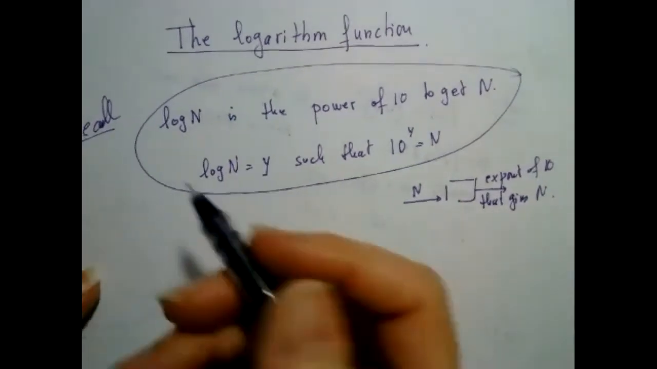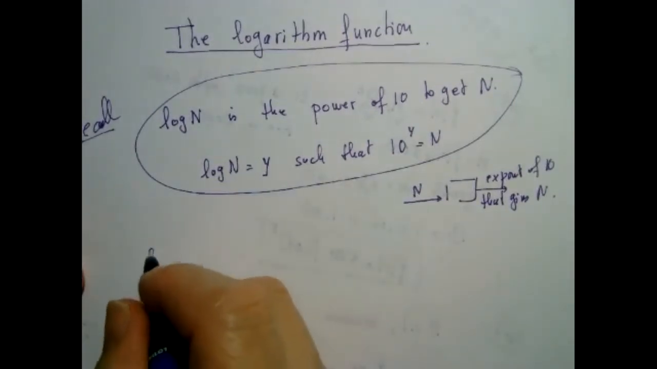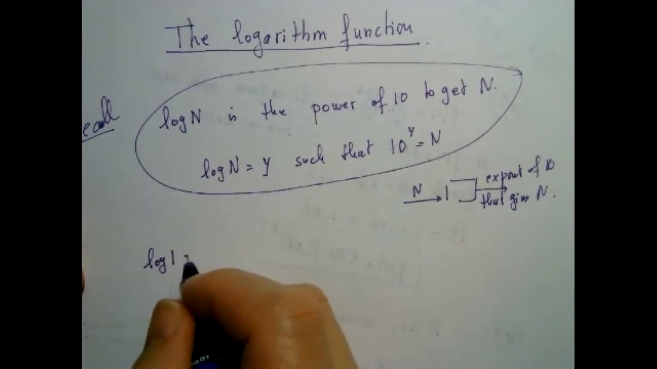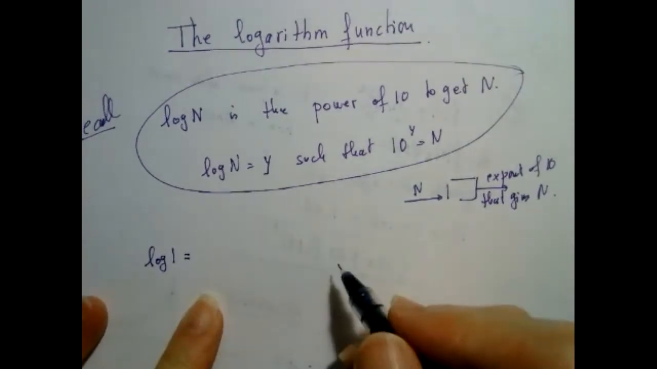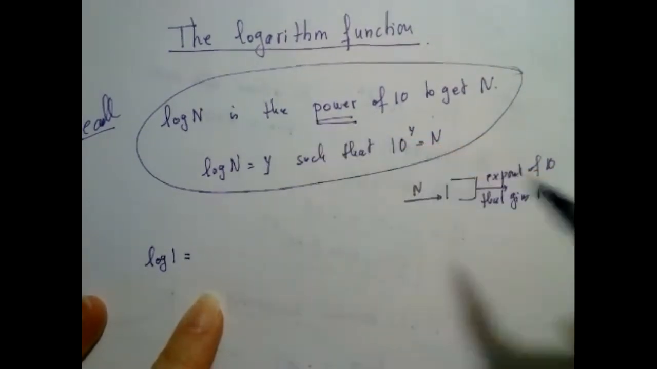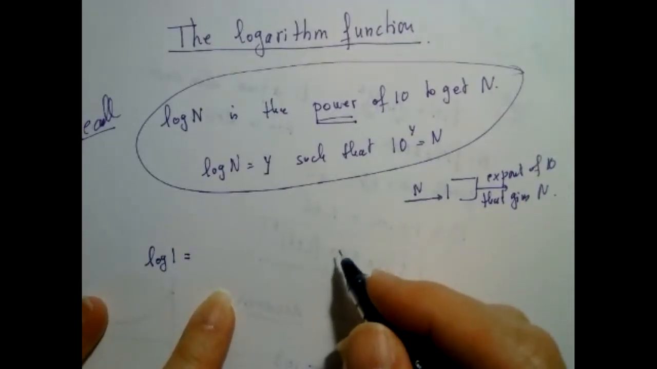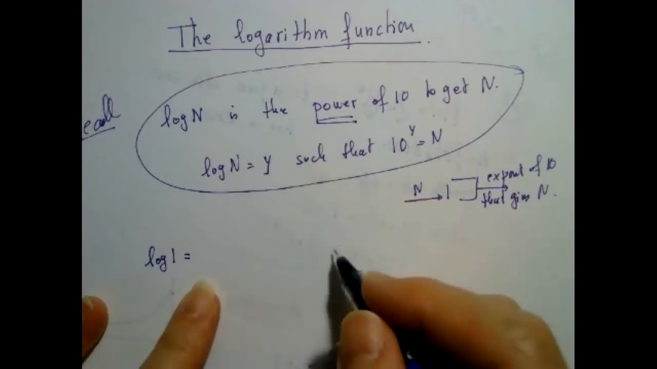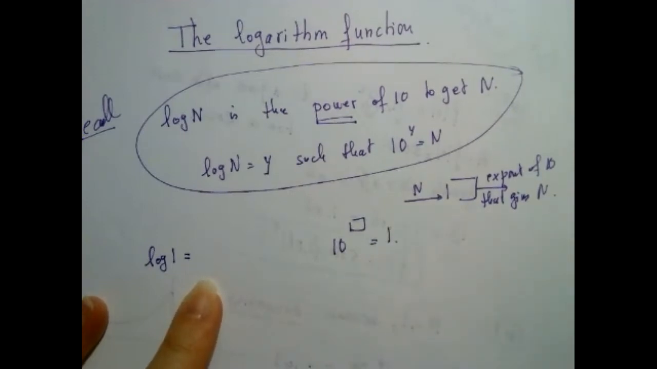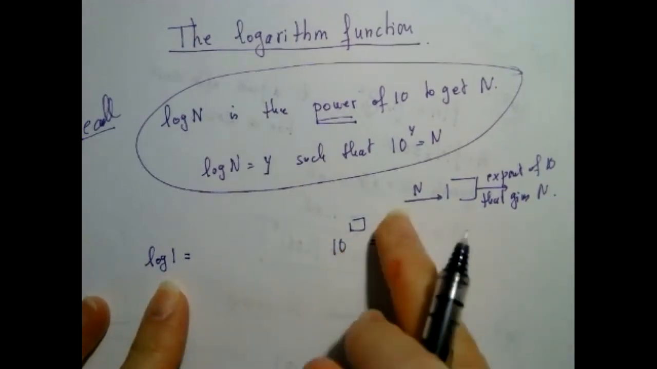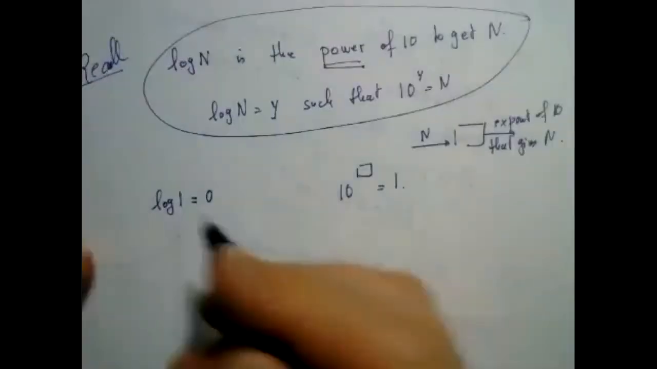Very quickly, we played a little bit with this definition. For example, I asked you, what is the log of 1, and why? It's 0, because the log of 1 is the power of 10 that gives me 1. That's really what I am asking for. Which power of 10 gives me 1? It is 0.